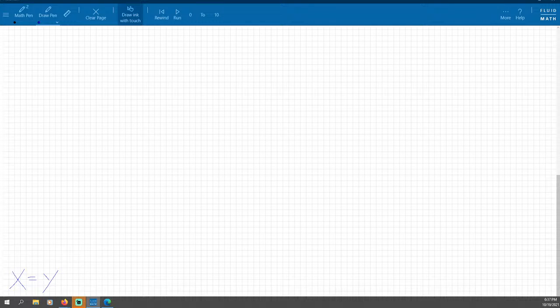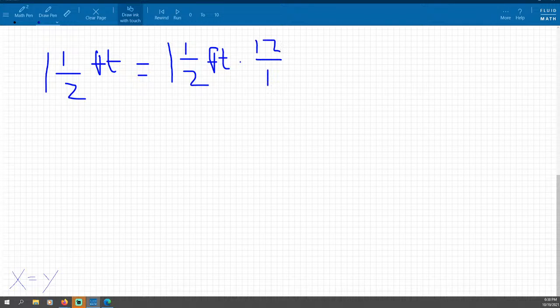So first we want to determine the height of the shelf in inches. So the height of the shelf is 1 and 1/2 feet. Word problems, it's important to label what you're doing. So we want to know how many inches this is. So we know that 12 inches are in a foot. So we have 12 over 1.